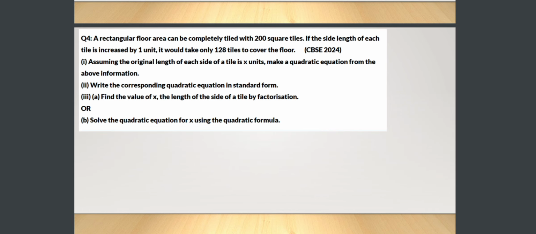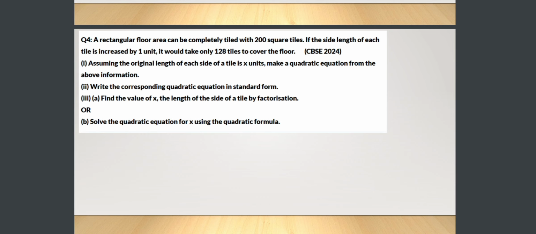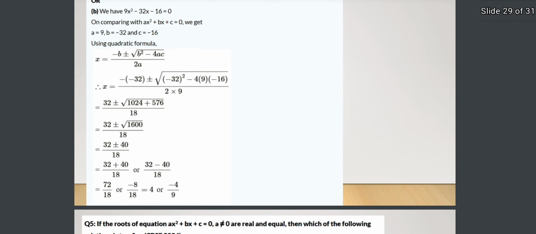Pause this video and read this question. Try this question and match your answer with the solution. The question says that if the side length of each tile is increased by 1 unit, then the floor will take 128 tiles to cover. So assuming the original length of a tile is x unit, you have to make the quadratic equation from the given information, then write the quadratic equation in standard form and find the value of x. It is an easy question. I have already discussed this type of question in 2025 PYQs. You can match your answer with this solution.